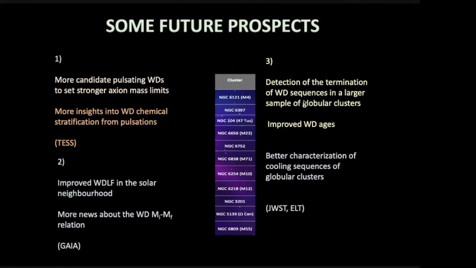And we can have improved white dwarf ages from the cooling sequence, not only because of higher sensitivity at all the ages of the white dwarf isochrones, but also we can have a better characterization of the cooling sequences of globular clusters. We can study finally the presence of helium atmosphere white dwarfs, not only in the bright part, but also along almost all the white dwarf cooling sequence. It will be very interesting whether we detect them or not, because this is telling us something about the AGB model physics at low metallicities.